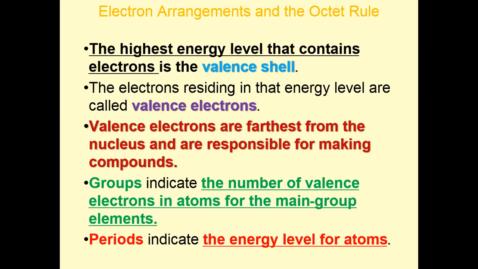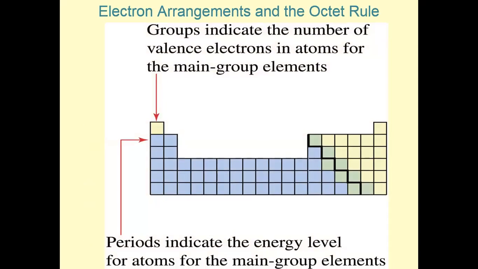Groups indicate the number of valence electrons in atoms for the main group elements. Periods indicate the energy level for atoms. These are the groups. The groups indicate the number of valence electrons in atoms for the main group elements, while the periods indicate the energy level for atoms for the main group elements.